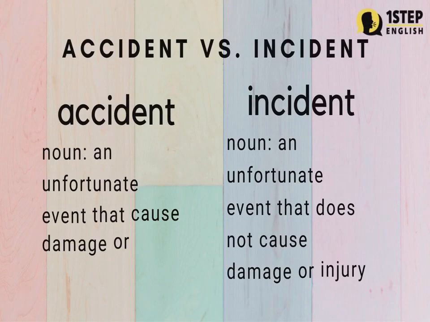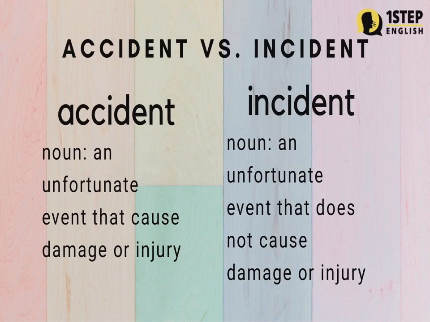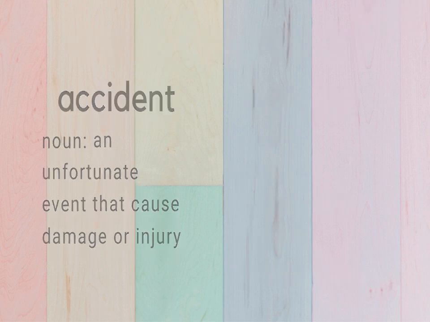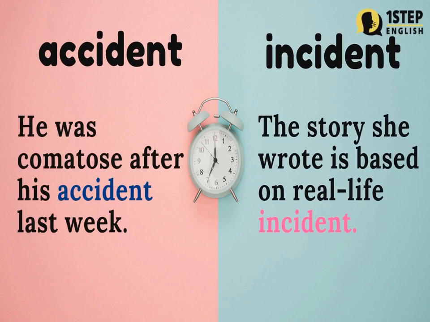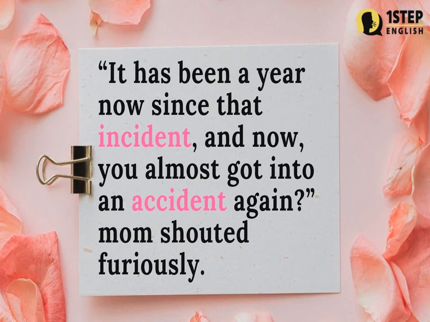Accident versus incident. Accident, noun, an unfortunate event that caused damage or injury. Incident, noun, an unfortunate event that caused damage or injury. Examples. Accident: he was comatose after his accident last week. Incident: the story she wrote is based on a real-life incident. Let us use the words together. It has been a year now since that incident, and now you almost got into an accident again? Mom shouted furiously.